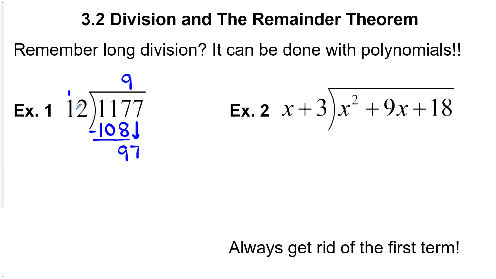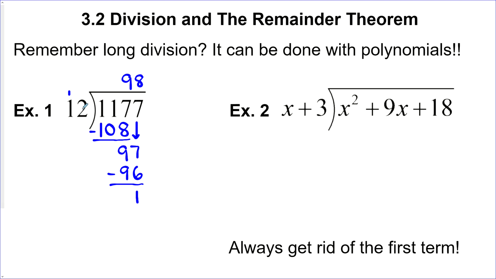And we say, how many times does 12 fit into 97? And that would be 8 times. So we put an 8 there. Then we do 8 times 12, and that is 96. And we subtract that, and we find that our remainder is 1. Now, probably you learned to put a decimal place here and add some zeros and bring those zeros down and keep going. But in this case, and with polynomials, we're just going to work with this remainder here.